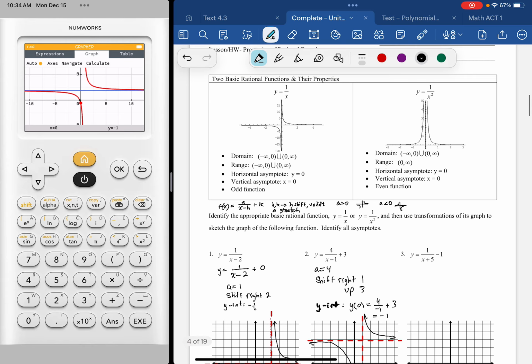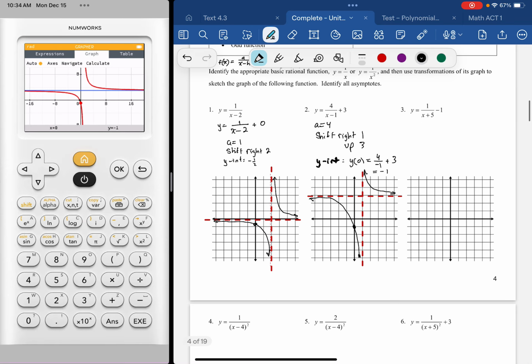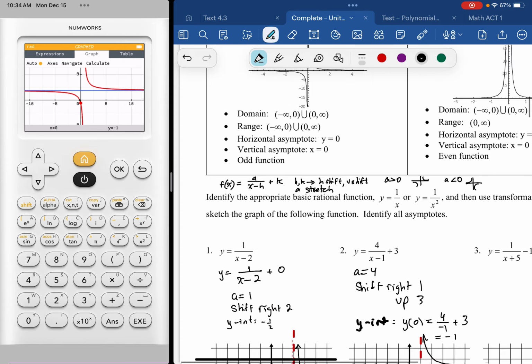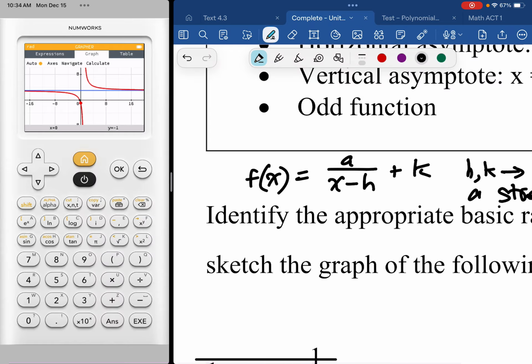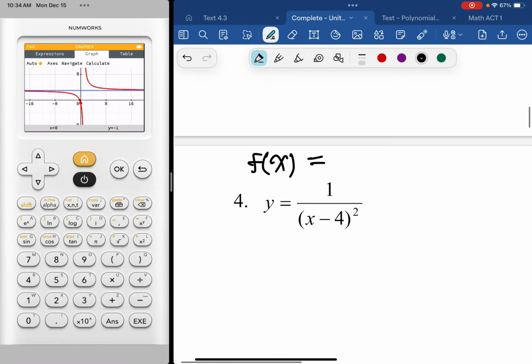We also have the other type of parent function, which is 1 over x squared. So if you have f of x equal to, it's going to have the same build as what we see here, except instead of x minus h, it'll be x minus h squared. So a over x minus h squared plus k.